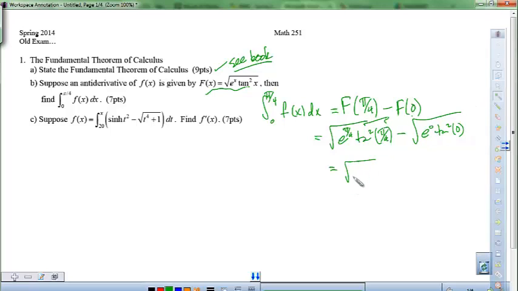We have the square root of e to the pi over 4, and it turns out that tangent of pi over 4 is equal to 1. So we could be done there. Let's just make a note that this is equal to 1, and this is equal to 0. So this is our final answer.